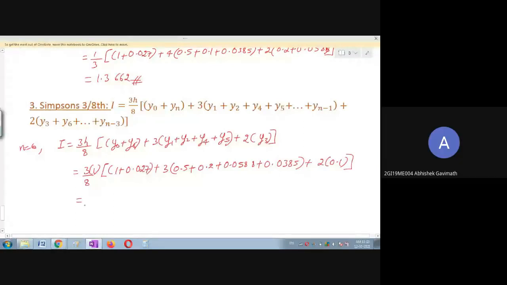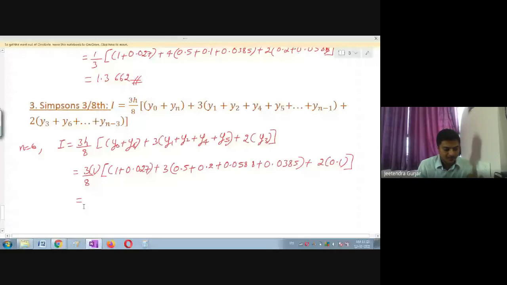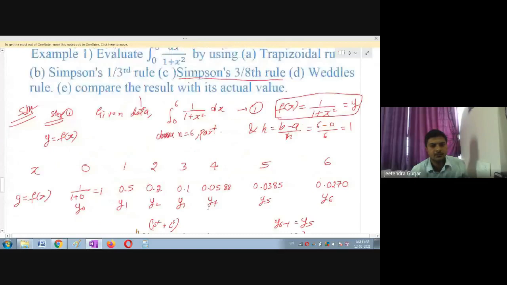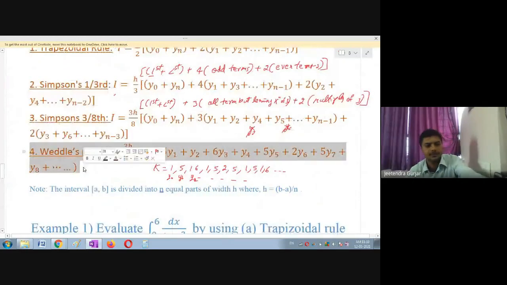1.3570. Yes, very good, beta. 1.3571 is the correct answer. So please simplify, substitute, and you will get the answer. I'll go to the next value, that is the fourth one, Weddle's rule.